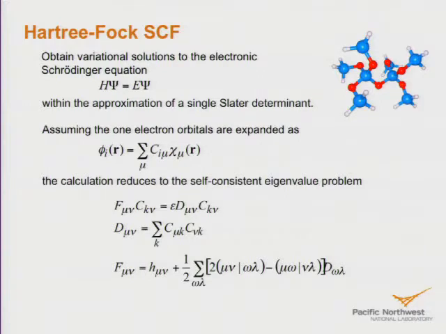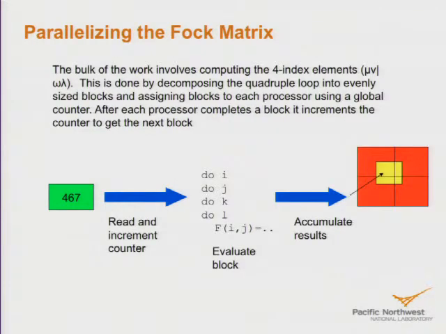And so one of the things you can do is to divide this 4-index sum into a bunch of blocks of work. So each block corresponds to some subrange of indices. You have some known number of tasks that you have, so you set up a counter. Each process can read the counter, decompose that into a block of work, do it, and then accumulate the results back into the Fock matrix.